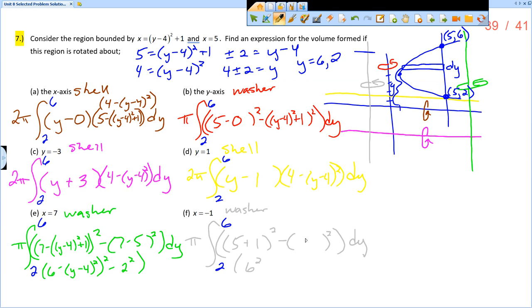And then this one, we're going to take the nearer boundary, which is the y minus 4 squared plus 1. And then we're going to subtract the axis of rotation, which is -1. So I actually have a plus 1 and a plus 1. So we're going to write that as y minus 4 squared plus 2. And then we square that whole thing. And then, of course, we're integrating with respect to y. And so that is problem number 7.